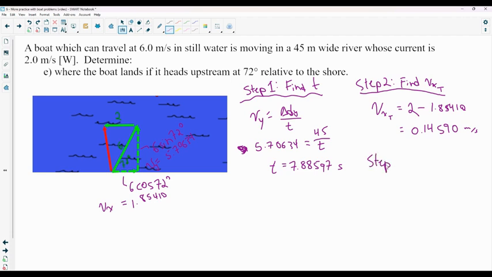Okay, now let's do step 3. For step 3, knowing that we are drifting downstream and knowing that it takes 7.9 seconds, let's find our displacement in the x direction. We're going to be drifting downstream. So let's find that. So that's, again, uniform motion, right? Our velocity is displacement divided by time. We want to find displacement, so we'll rearrange our formula.